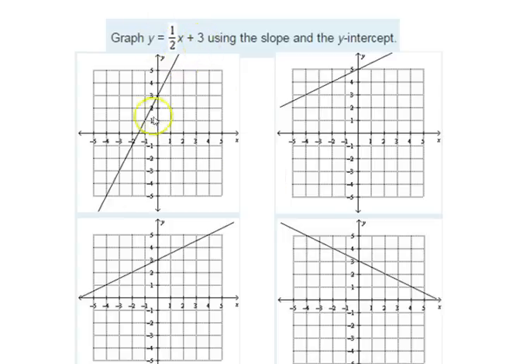And if I look at these graphs here, I can immediately eliminate one of these graphs, and I'm going to eliminate this graph right here. And the reason I can eliminate this graph right away is because this line has a y-intercept of 5.